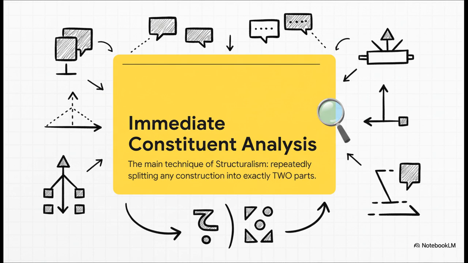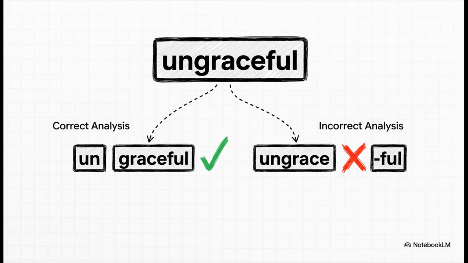split it anymore. For example, take the word ungraceful. The model would split it into un and graceful. Why? Because graceful is a real word that can stand on its own. It would not split it into ungrace and full, because ungrace isn't a meaningful unit by itself. The model just follows this simple logic of what can stand alone, without ever asking what the pieces actually mean.